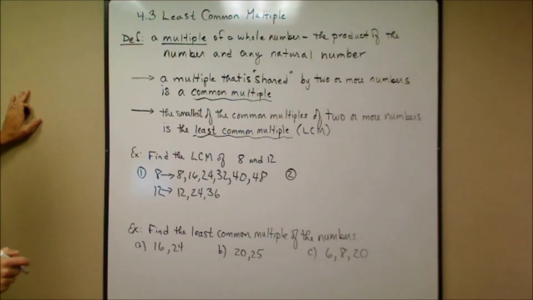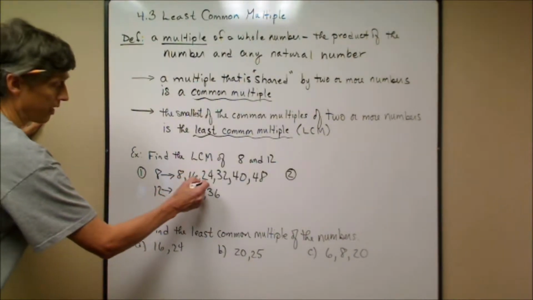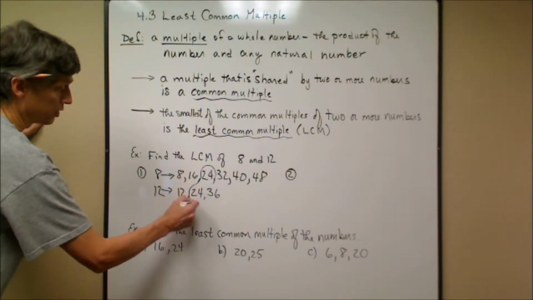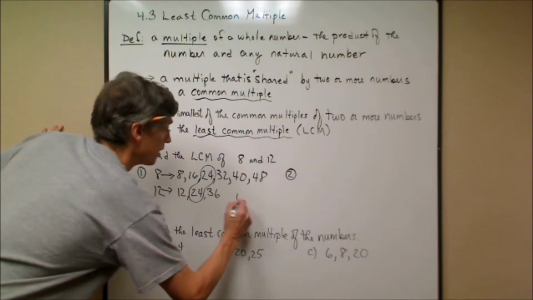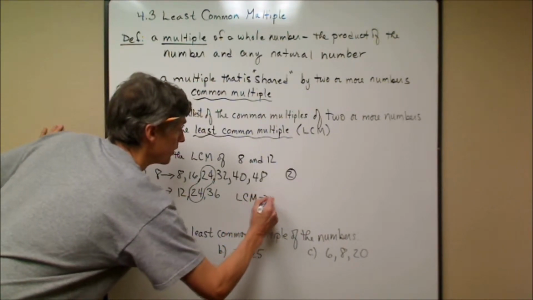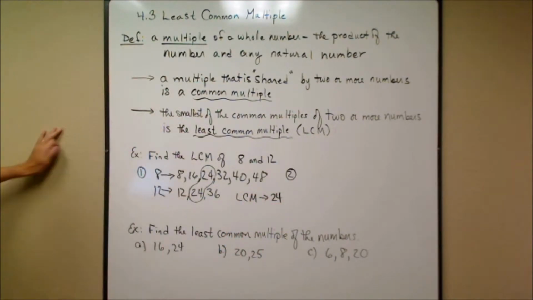I can already stop because I matched right here. This one matched this one. There's no number smaller than 24 that's in both lists of multiples. So my least common multiple here is 24. That's one way to do it.